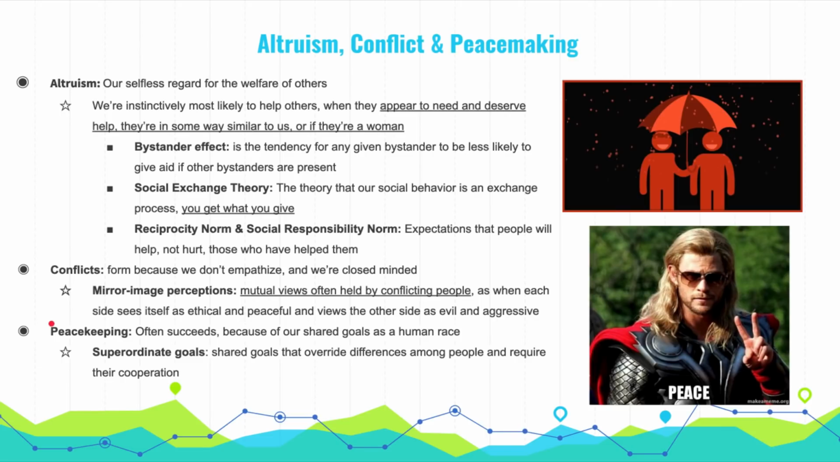However, on the opposite side, we're able to keep peace because our shared goals as a human race persist. Our superordinate goals are our shared goals that override differences among people and require their cooperation. Be like Thor, just enjoy peace.